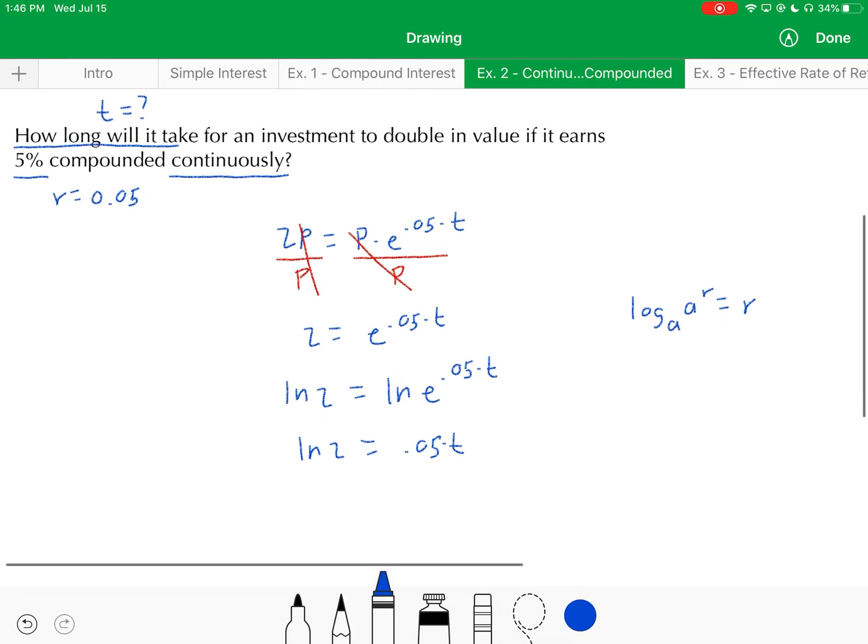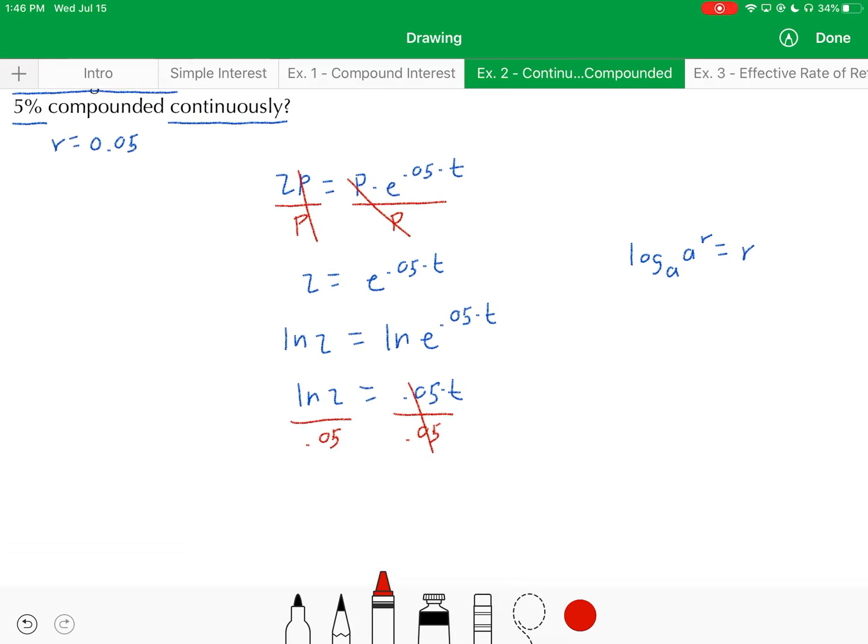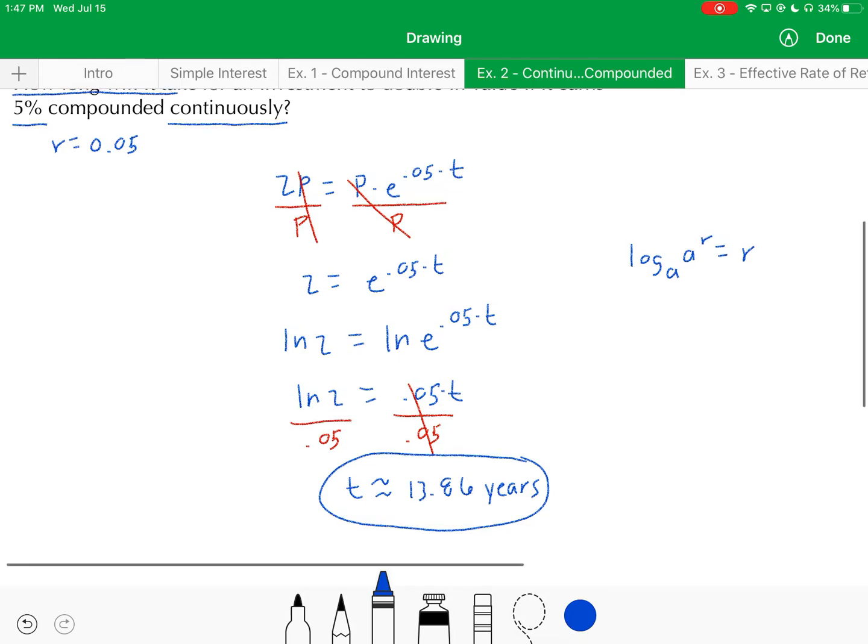And now I'll solve for t by simply dividing out 0.05 on both sides. Natural log is, of course, programmed in your calculator, and you're going to end up with t being approximately 13.86 years. So it's going to take you not quite 14 years in order to double your investment, no matter what the investment is.